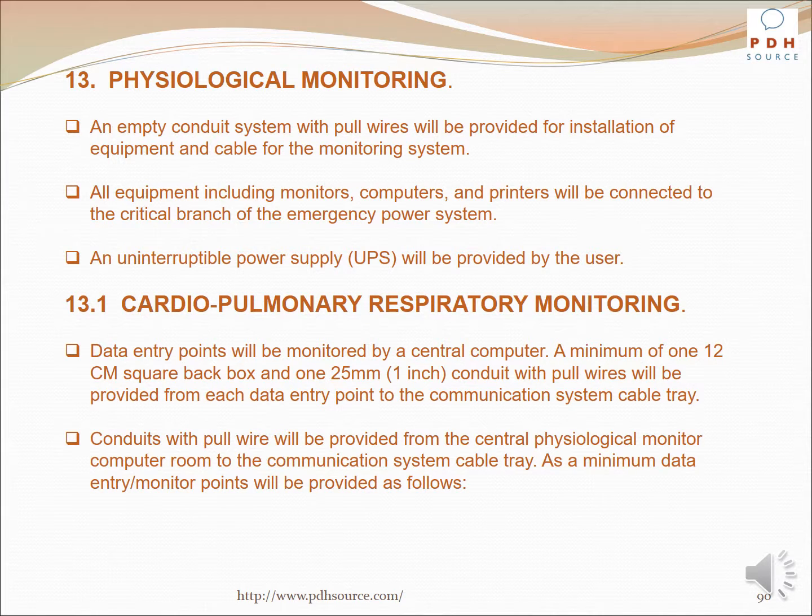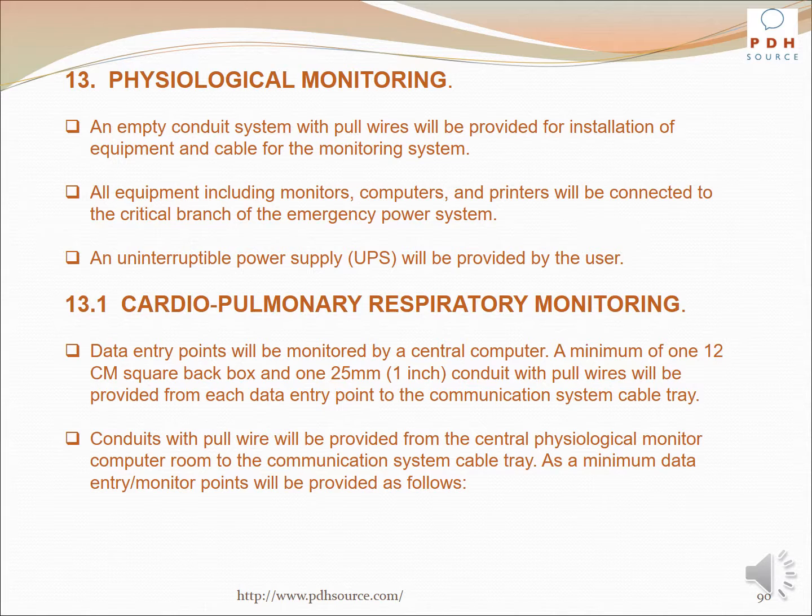An empty conduit system with pull wires will be provided for installation of equipment and cable for the monitoring system. All equipment, including monitors, computers, and printers, will be connected to the critical branch of the emergency power system. An uninterruptible power supply, UPS, will be provided by the user.